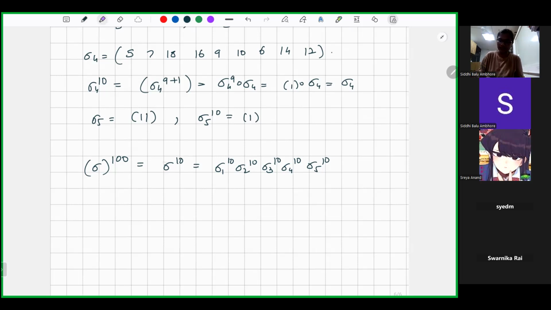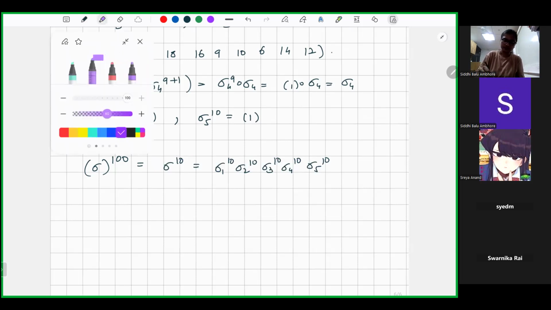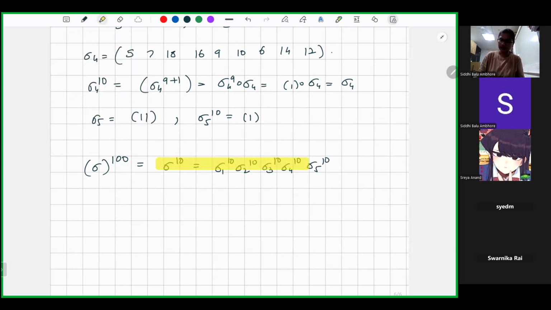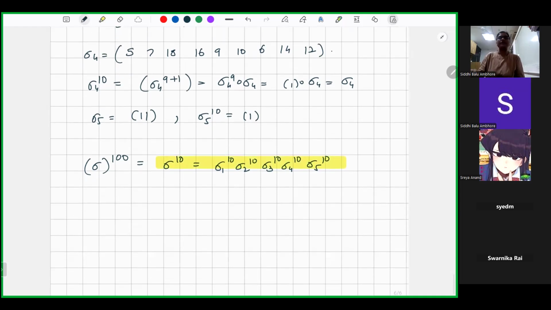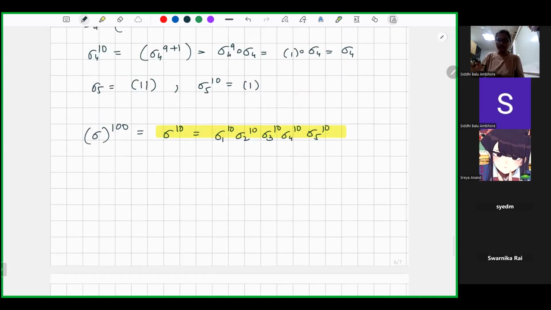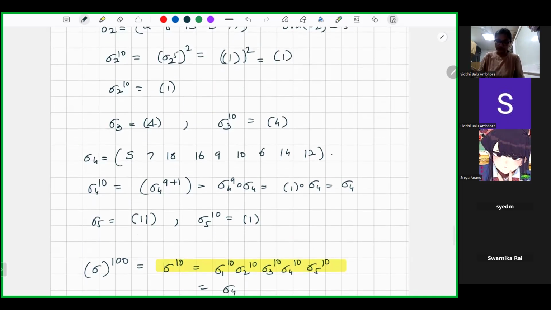Please understand this when we write it here. It has some meaning attached to it. If there is any doubt, please let me know. And we just saw that everything was identity permutation except for sigma 4. So in short, this is just sigma 4. So sigma power 100 is just this cycle here.